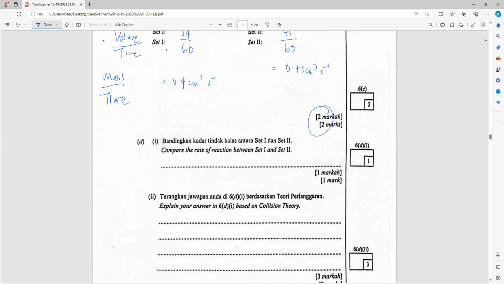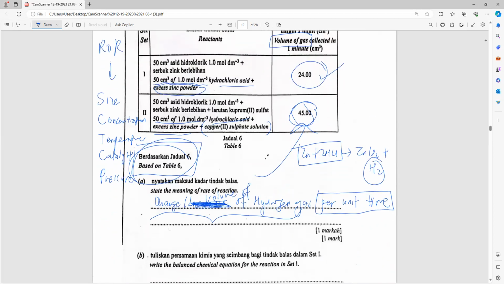If I ask you, compare the rate of reaction between set 1 and set 2, what's your answer? Which one has the higher rate of reaction? The volume of gas is already your hint. Set 2 is higher than set 1. Correct, very good. Here it already shows I get higher volume of gas, so that tells me my rate of reaction for the second one is higher than my first one.